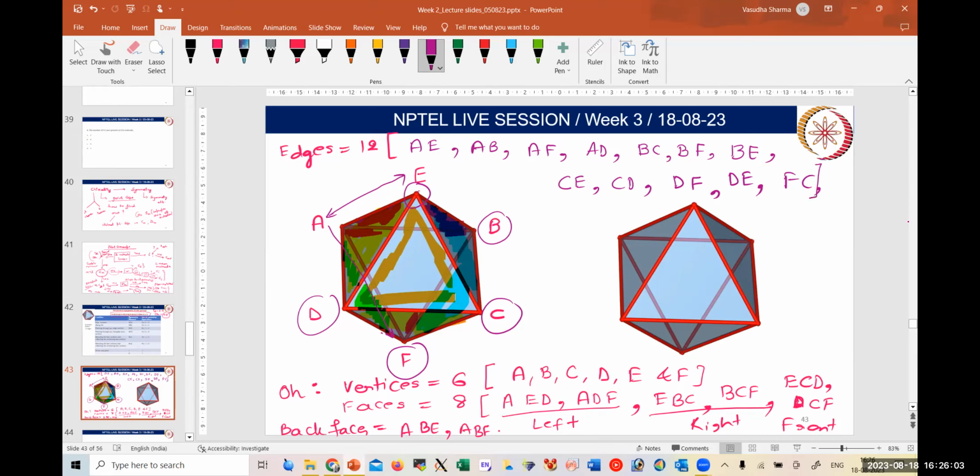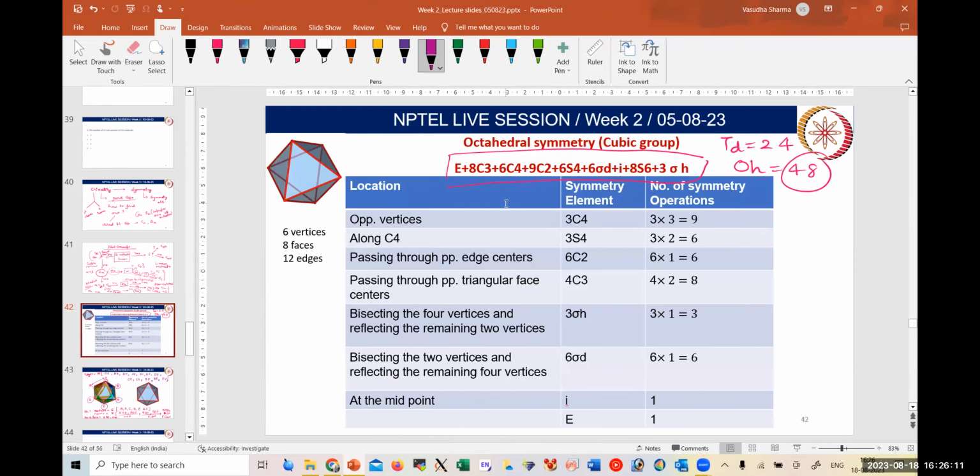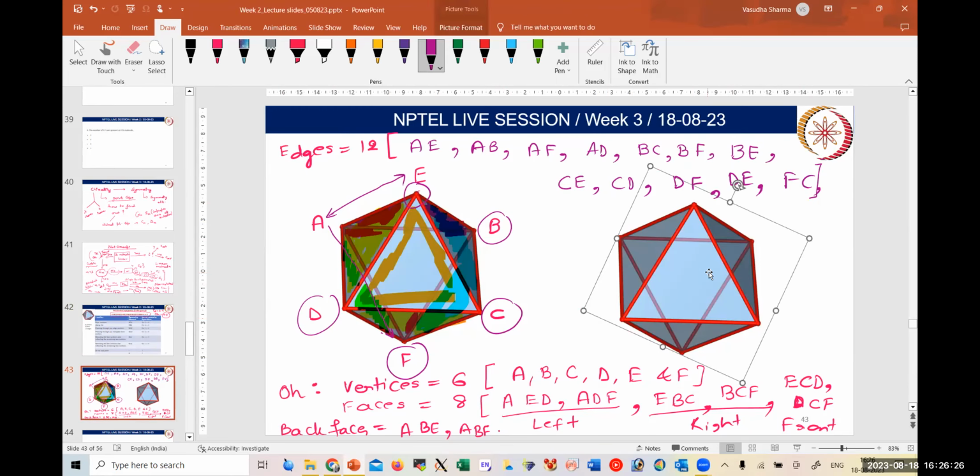So in this way, we got the vertices, faces, and edges. Now, as I've already mentioned, what will be the locations from where you will have your symmetry elements, and what is the number of symmetry operations? That is the flowchart that we have already given. But to understand it properly, we will see in this molecule what would be the maximum n value for the proper axis of rotation.